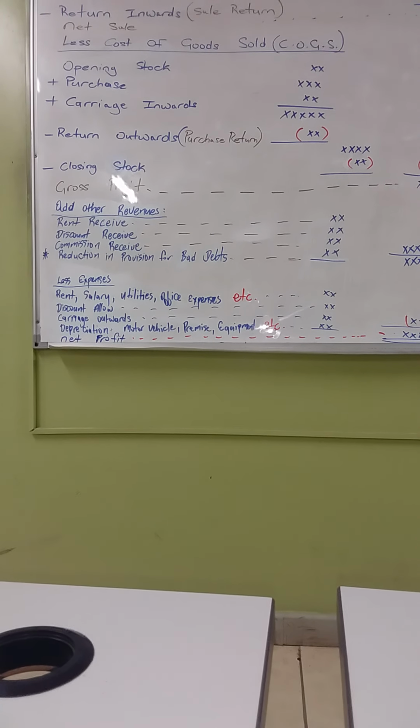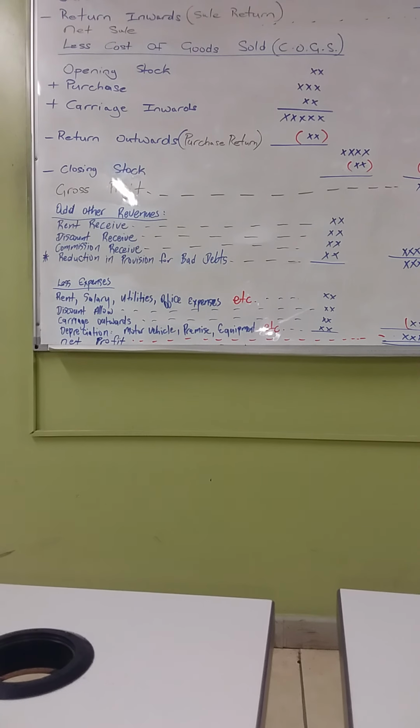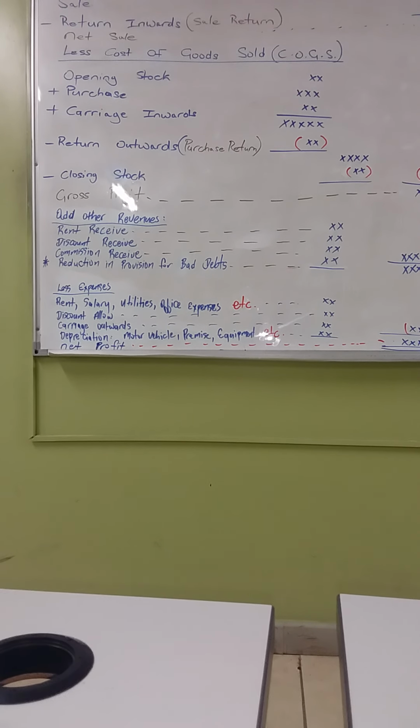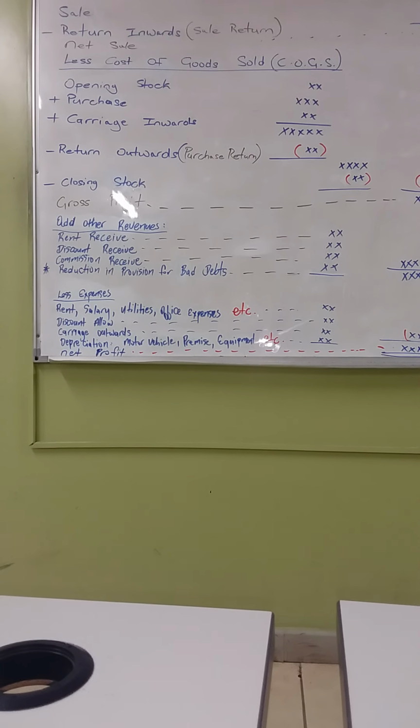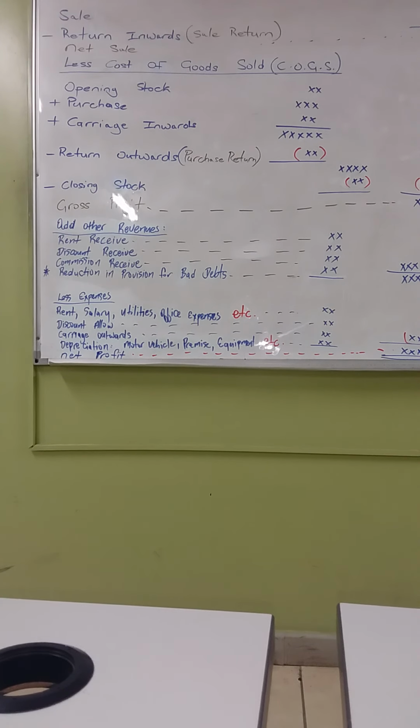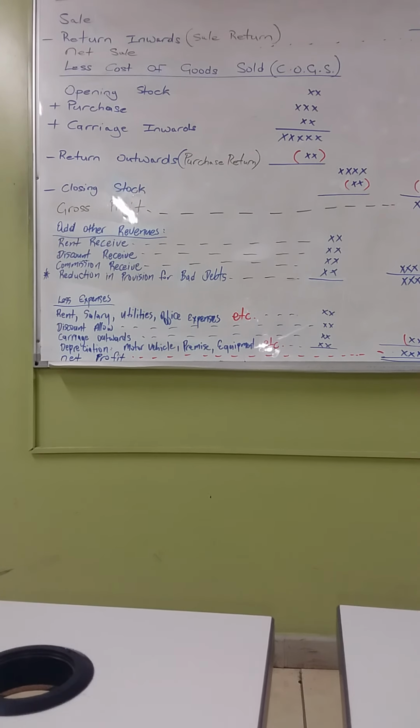Then you have your what? Carriage outwards. So you look in the trial balance also to see if there was carriage outwards, right? Then you have your carriage outwards, in no particular order. You don't need to list these, right? So you'd have had your carriage outwards.